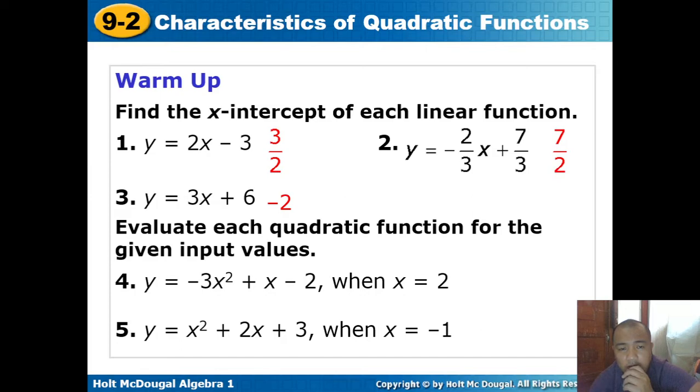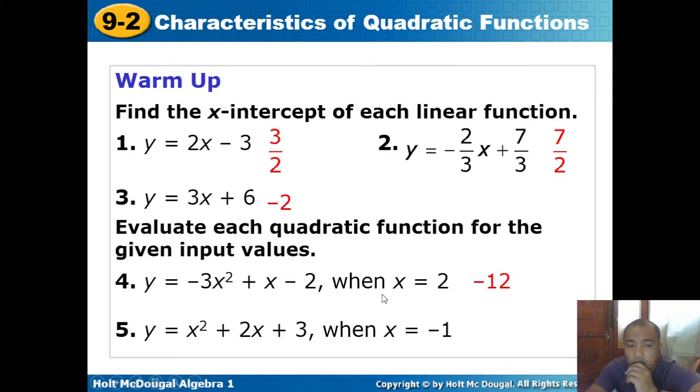Next, evaluate each quadratic function for the given input values. y equals negative 3x squared plus x minus 2, when x equals 2, what is y? Okay, what's your answer? Substitute x equals 2 in the equation. Your answer is negative 12. Okay, did you get the same answer?